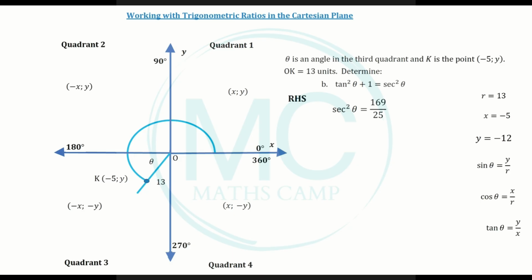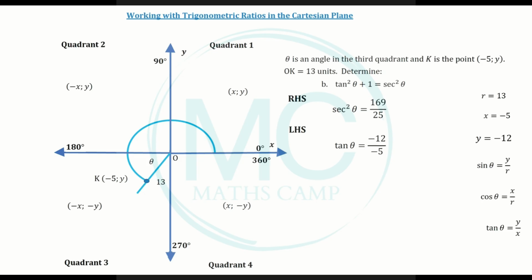Now we can look at the left-hand side of the equation. Let's make a note, and we say LHS for left-hand side. Here we have tan squared theta plus 1. Let's start with tan theta. We know that tan theta is equal to y over x. And in this case, y is -12 and x is -5. So we can say tan theta is equal to y, -12, over x, which is -5.